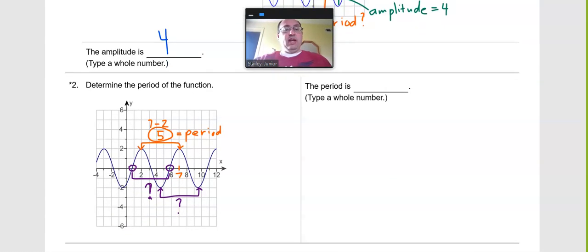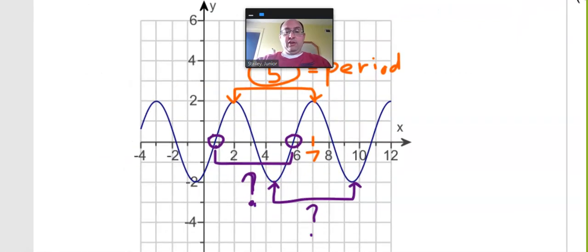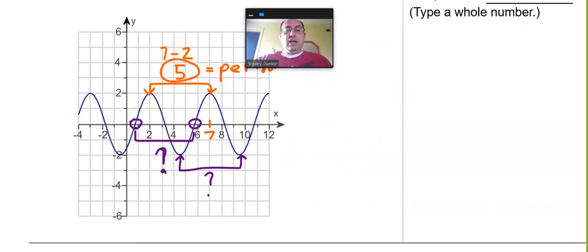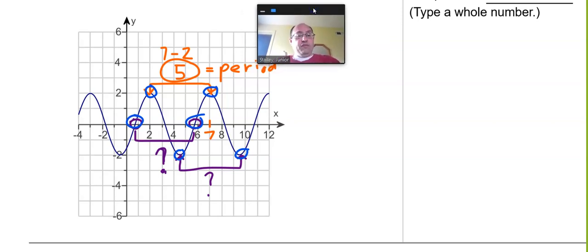All right, so the next question asks you about the period. You're taking a look at the graph and trying to find spots that are easier to tell. Obviously, from this location to this location is not so easy. How about from trough to trough? Not so easy. How about from the top of this hill to the top of that hill? Okay, that's easy to tell. It goes from 7 to 2. That's a difference of 5. So in this case, the period is 5.